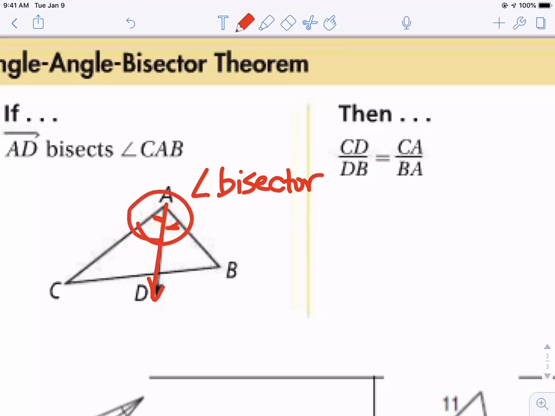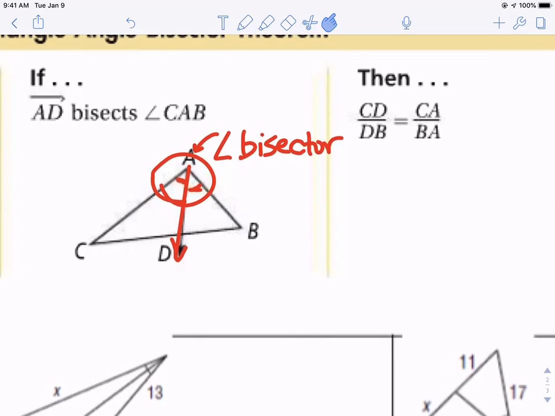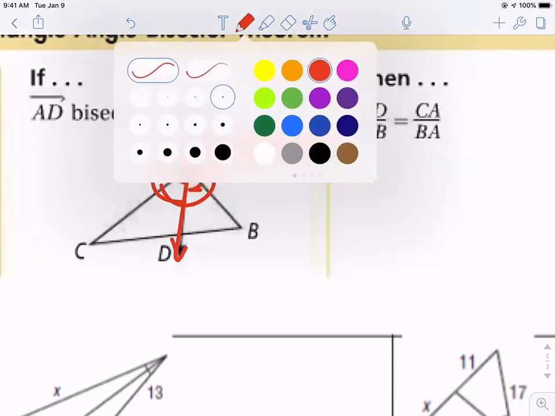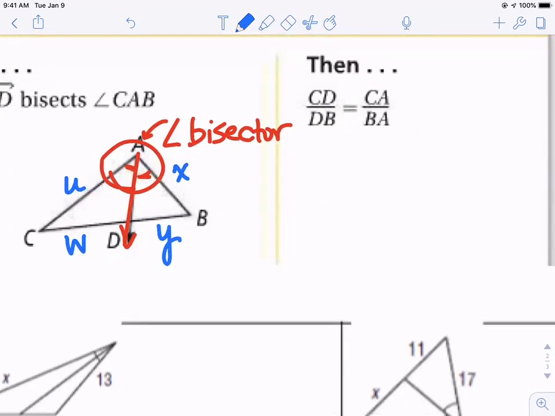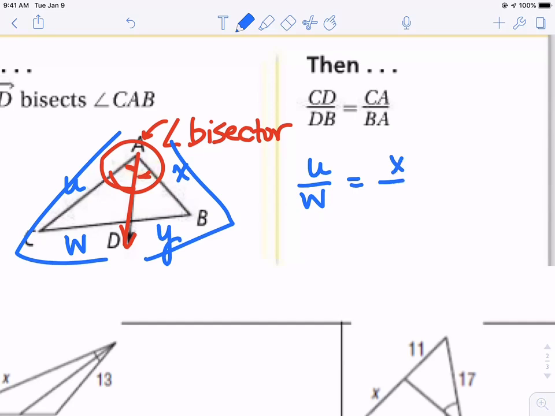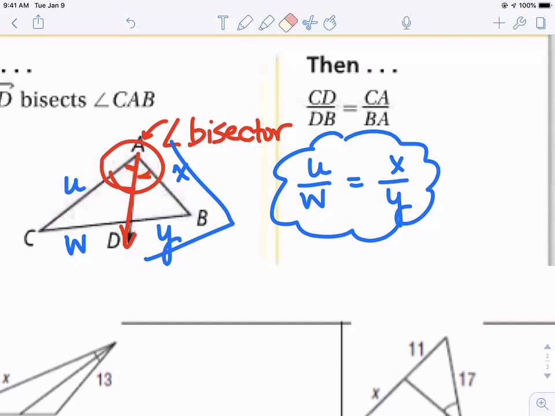If that's an angle bisector on any of the angles, then it'll cut the segment that it hits proportionally. So again, let me put some letters on here to make it easier to think about what's happening. I'm going to use u and w and x and y. So two different ways you can compare these. You can either say u is to w as x is to y, and that's what I think is the easiest. I would do it this way, because then you can kind of trace it. So notice I started at where the angle bisector is.